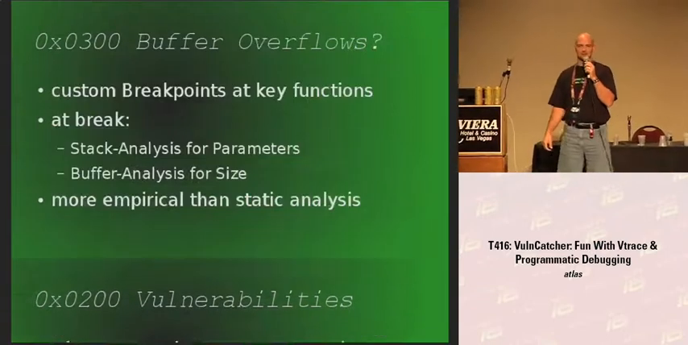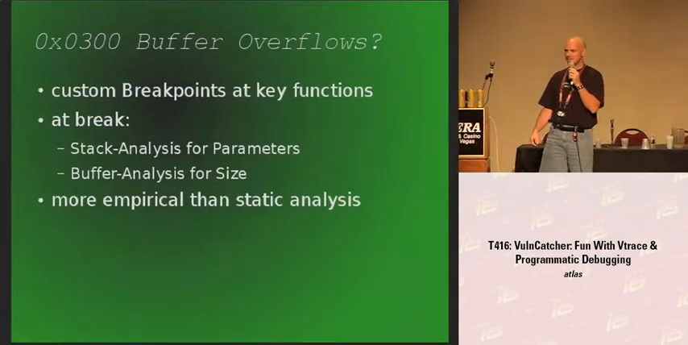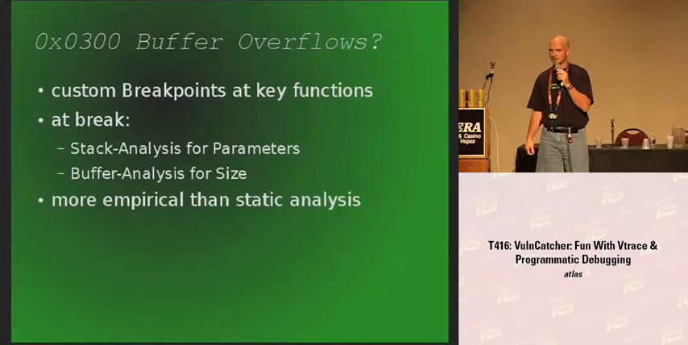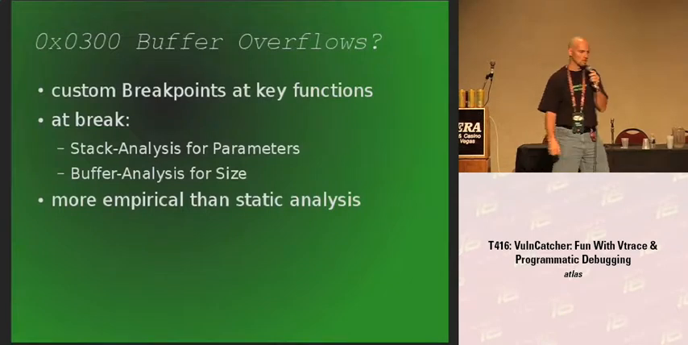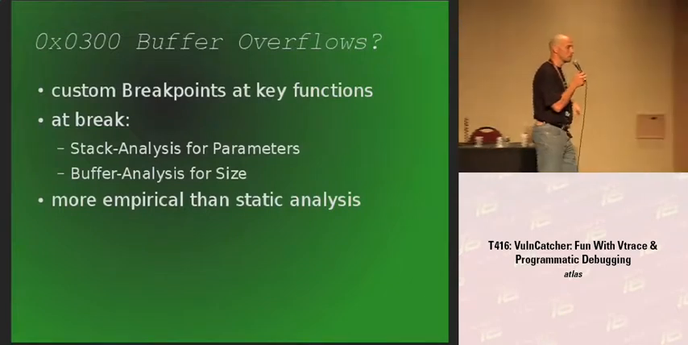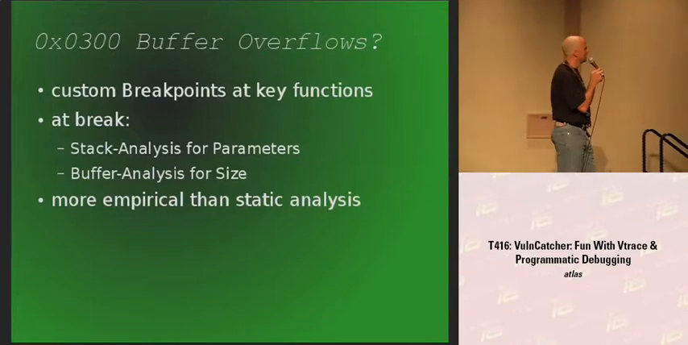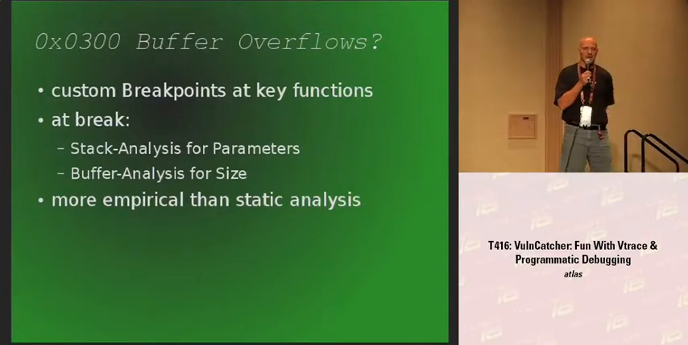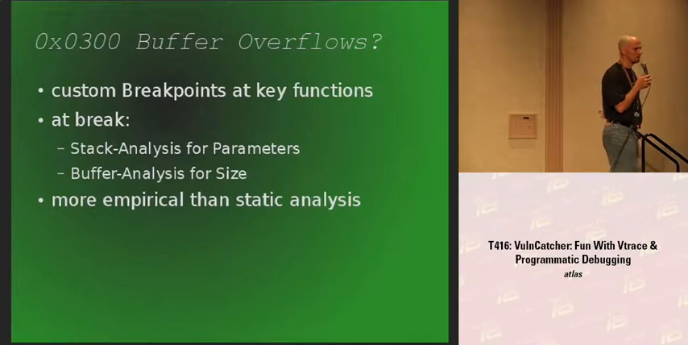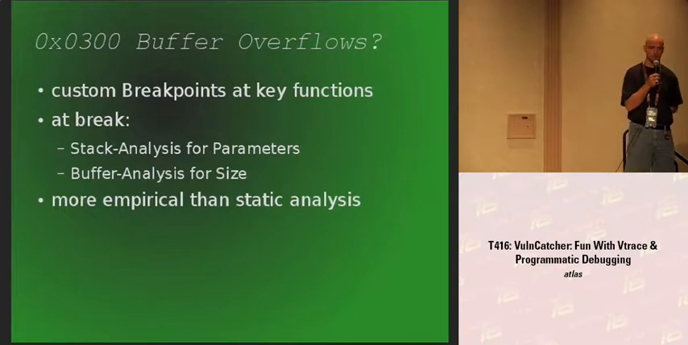So let's take buffer overflows, for example. There are several major vulnerabilities in binary programs. Buffer overflows are probably the sexiest. So how do we identify a buffer overflow or a potential buffer overflow?